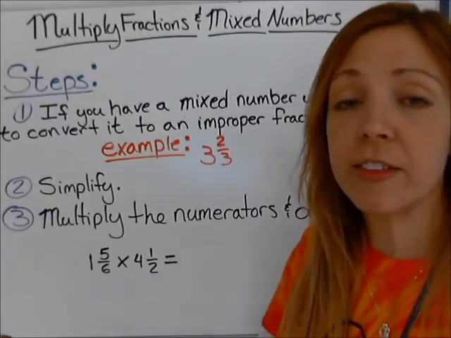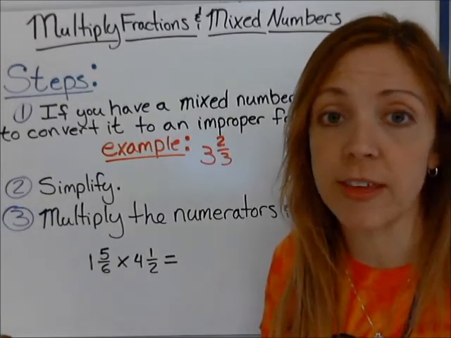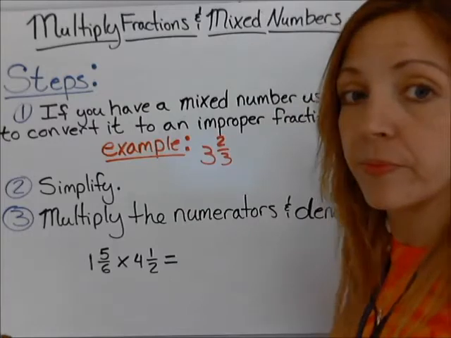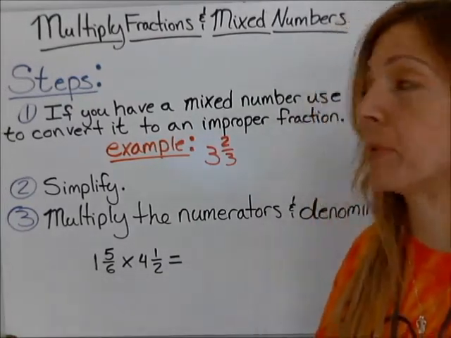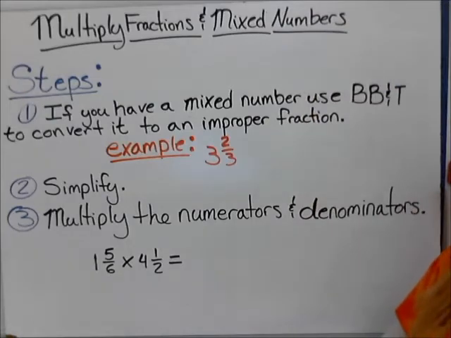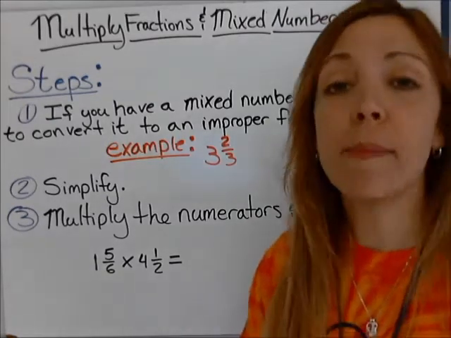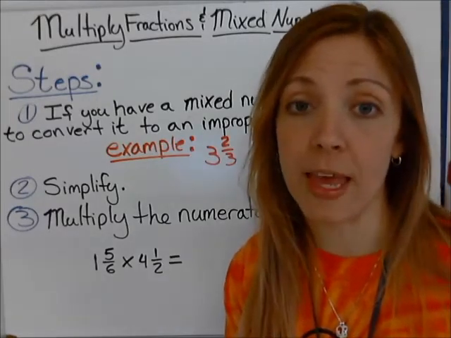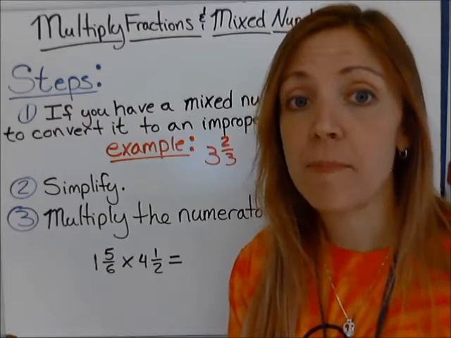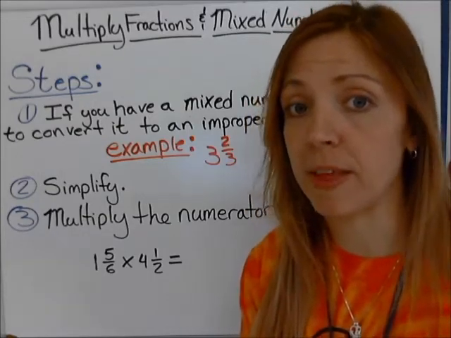All right, let's look at the steps for multiplying fractions and mixed numbers. Step 1, if you have a mixed number, use BB&T to convert it to an improper fraction. BB&T, if you remember that from last year, means bottom times the big plus the top. Bottom times big plus top is BB&T.